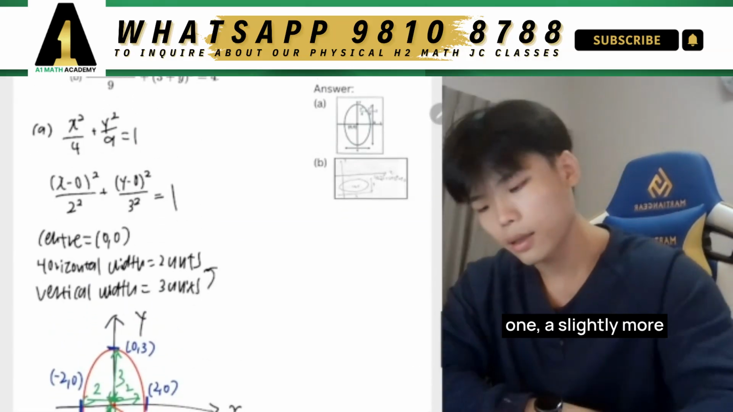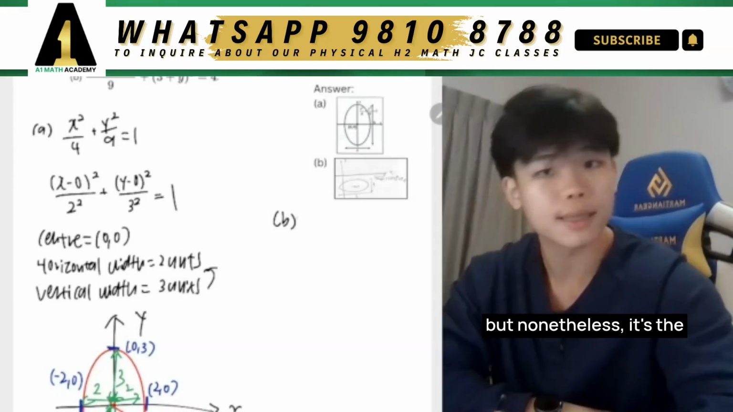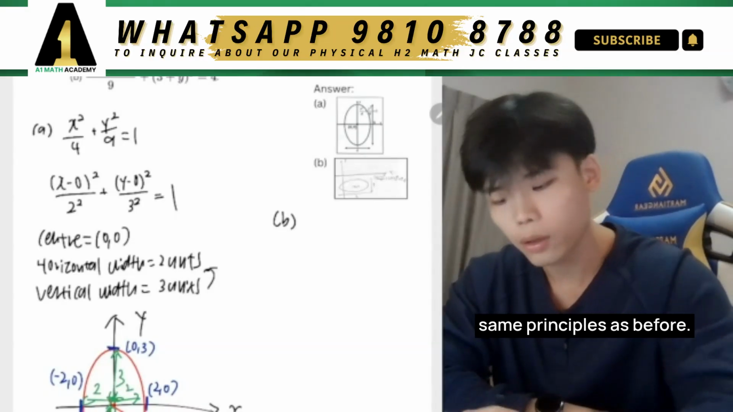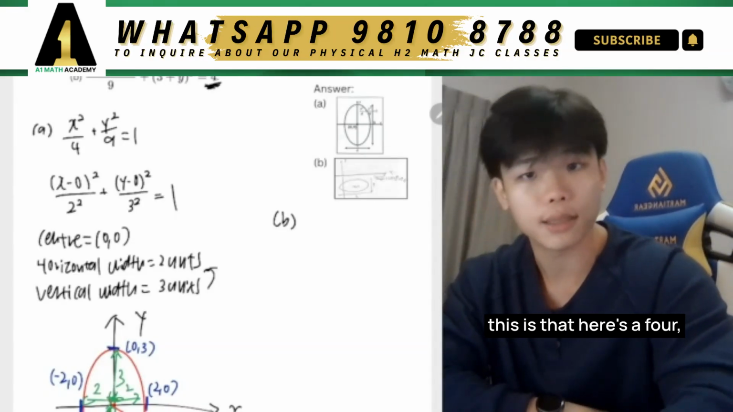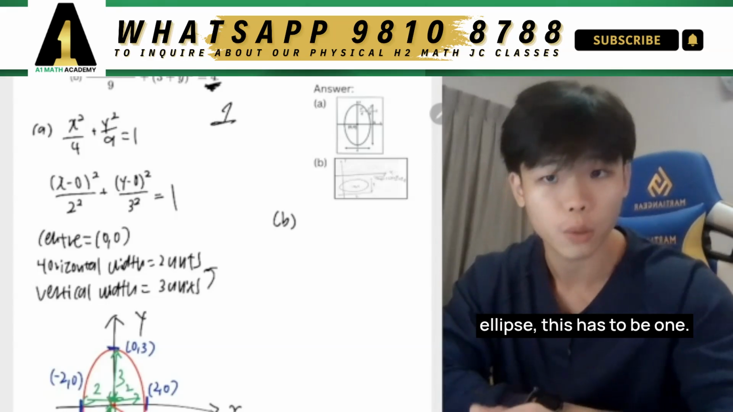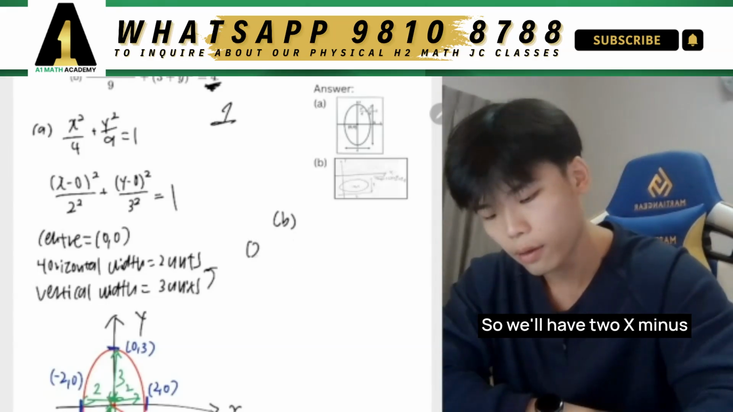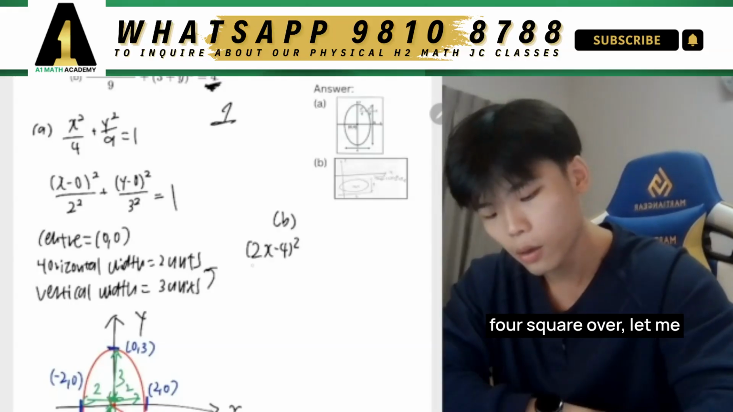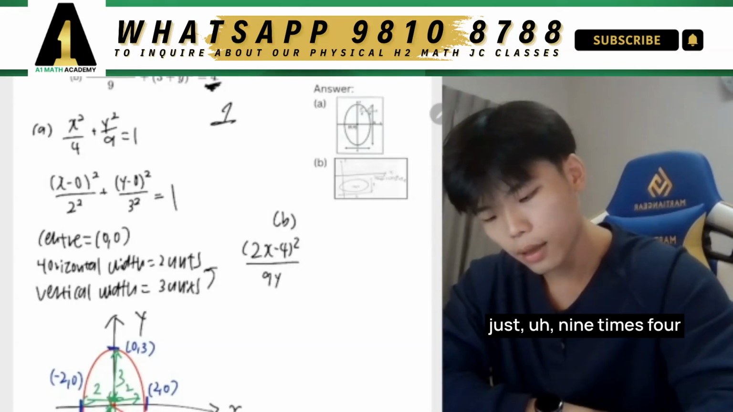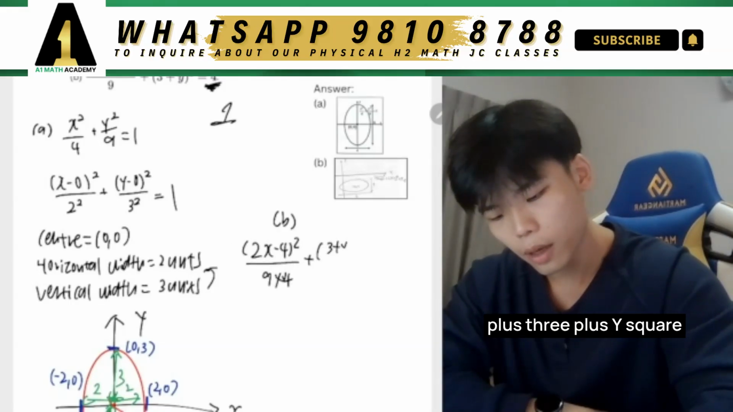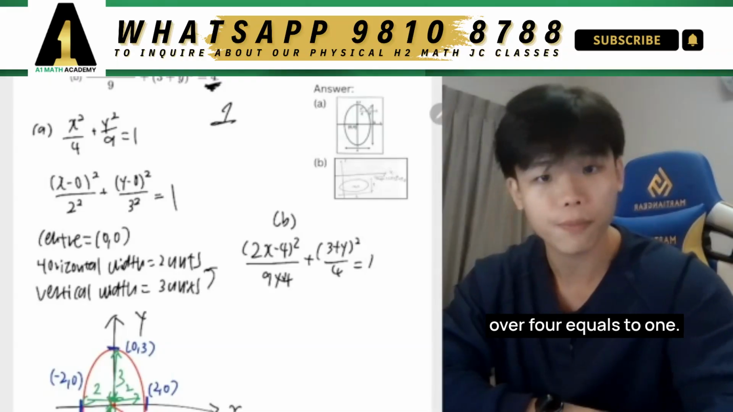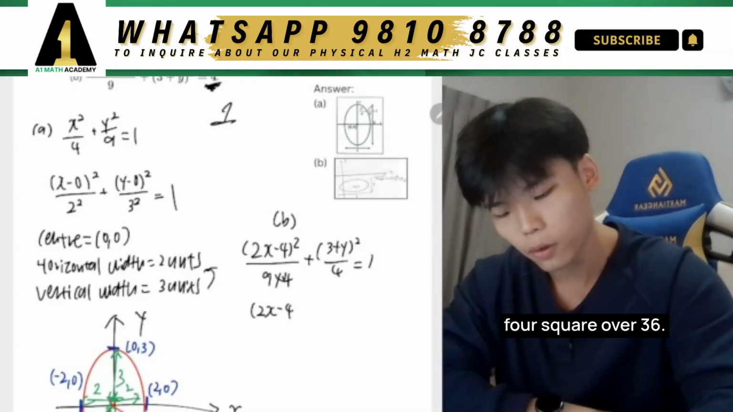Now we look at the other one, a slightly more complicated example, but nonetheless, it's the same principles as before. First thing we note is that here is a 4, but for an ellipse, this has to be 1. So let's divide the 4 over to the other side first. So we'll have (2x minus 4) squared over 9 times 4, plus (3 plus y) squared over 4 equals 1. Then from here we get (2x minus 4) squared over 36.